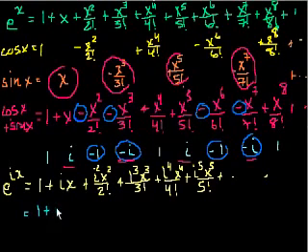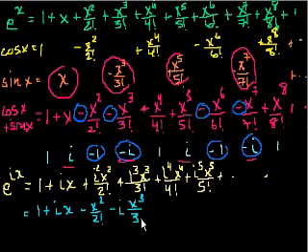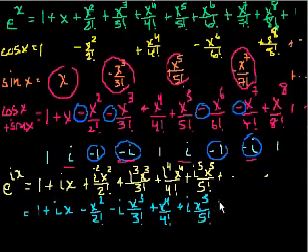1 plus ix. What's i squared? That's -1, right? Minus x squared over 2 factorial. And what's i to the third? That's minus i. So it's minus i x to the third over 3 factorial, plus i to the fourth. So what's i to the fourth? That's just 1 again. So we get plus x to the fourth over 4 factorial. And then what's i to the fifth? Plus i times x to the fifth over 5 factorial, right? And it just keeps going.